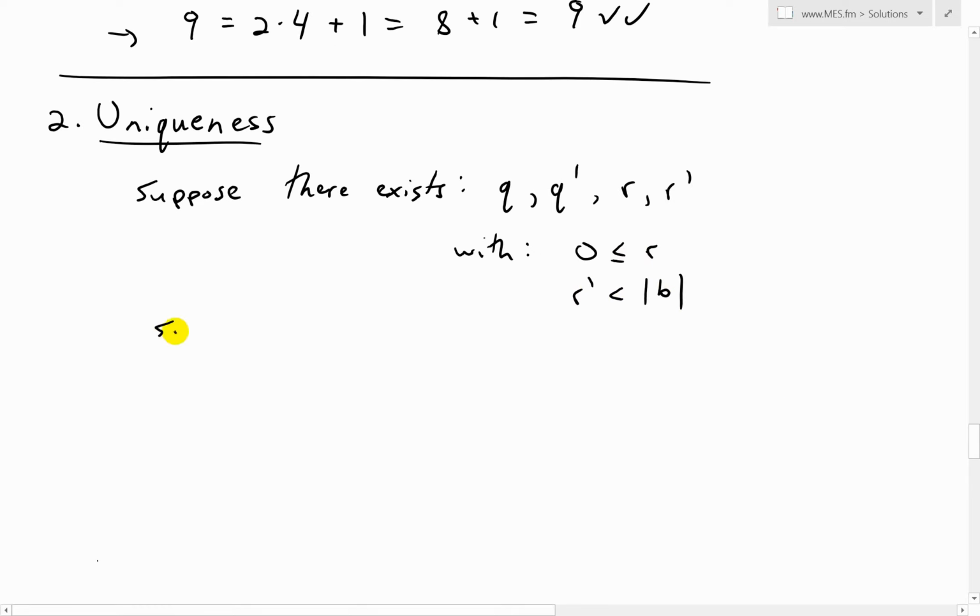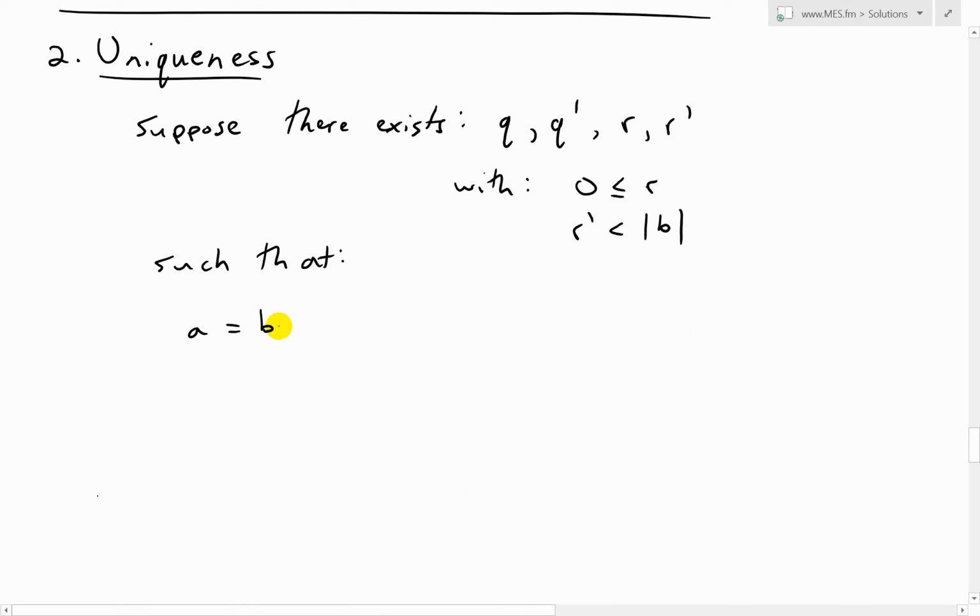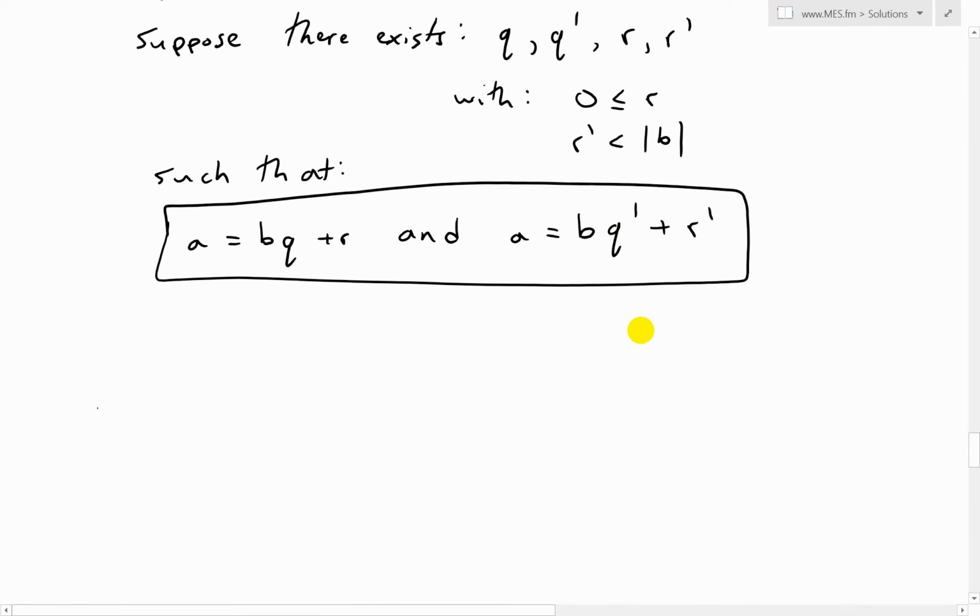So we suppose that there exist these values such that a equals bq plus r, and also a equals bq prime plus r prime. The a and b are just given, the ones we're dividing, the dividend by the divisor b. So we have these two cases with two different values like that.